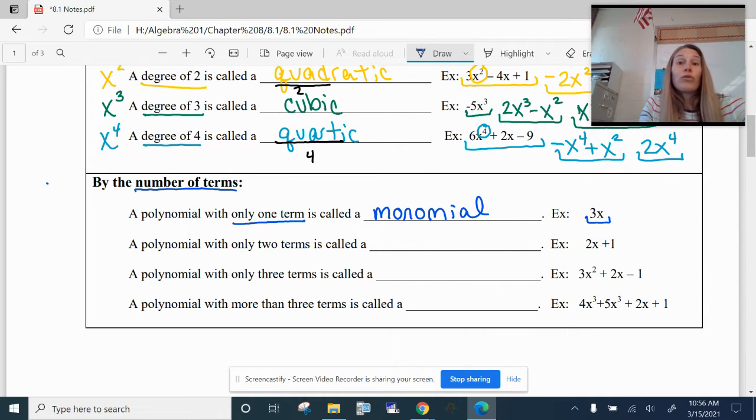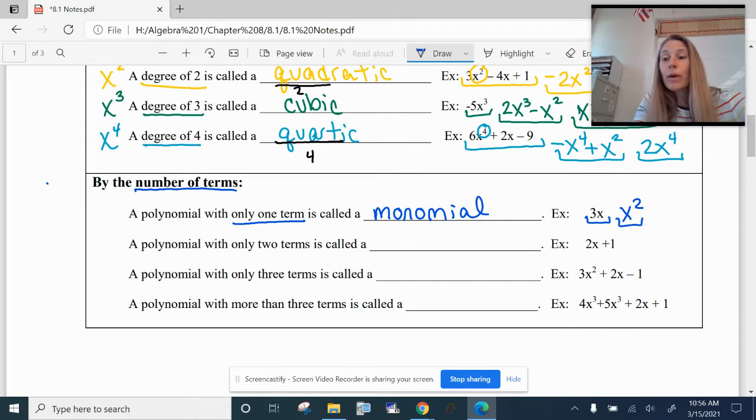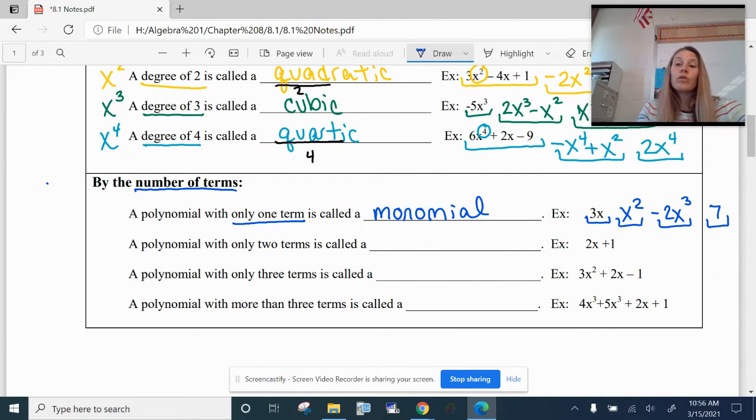Now, as far as the degree, there can be many different monomials with all different degrees. So this would be a linear monomial. I could have a quadratic monomial if I write x squared, or I could have negative 2x cubed, making that a cubic monomial, or I could just have the number 7, making it a constant monomial. So there's all types of degrees within monomials.